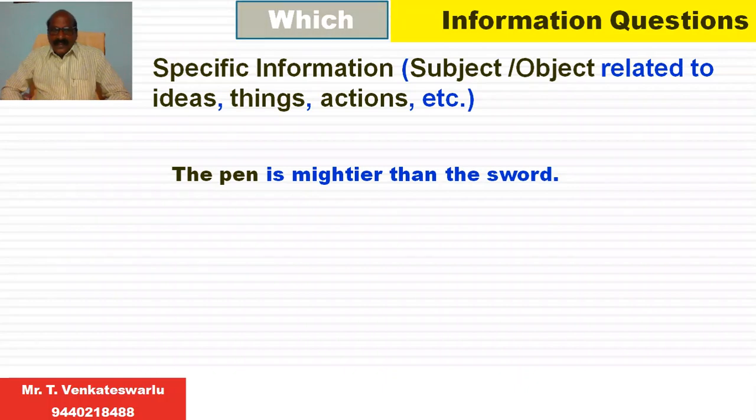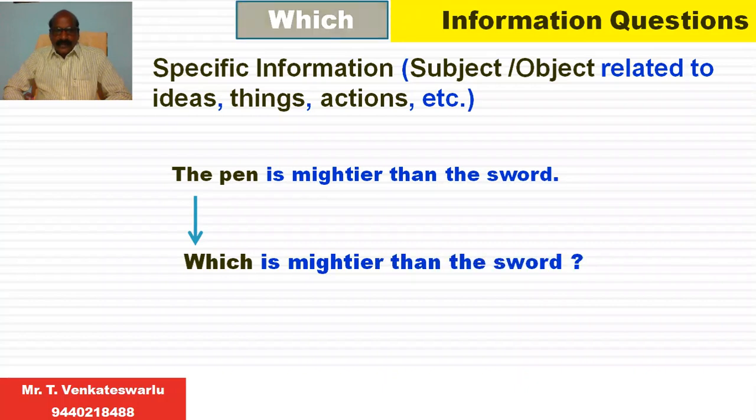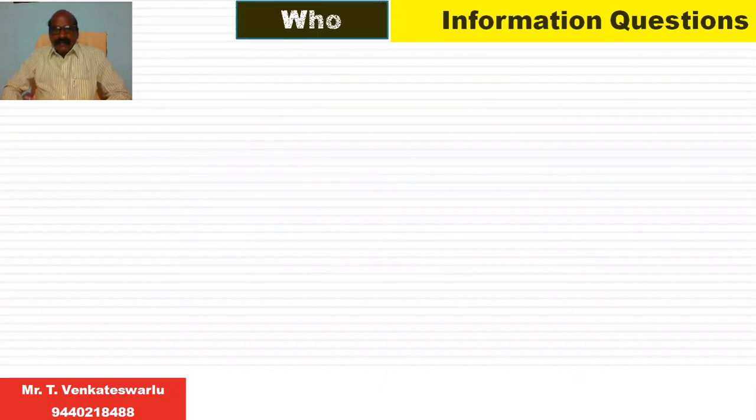In such cases, to get the information question, simply the subject is replaced by the question word which. Which is mightier than the sword? Why do we have to use which here? Because the pen refers to a specific object. So we have to use which only, but not what. And next, the other question word, who.